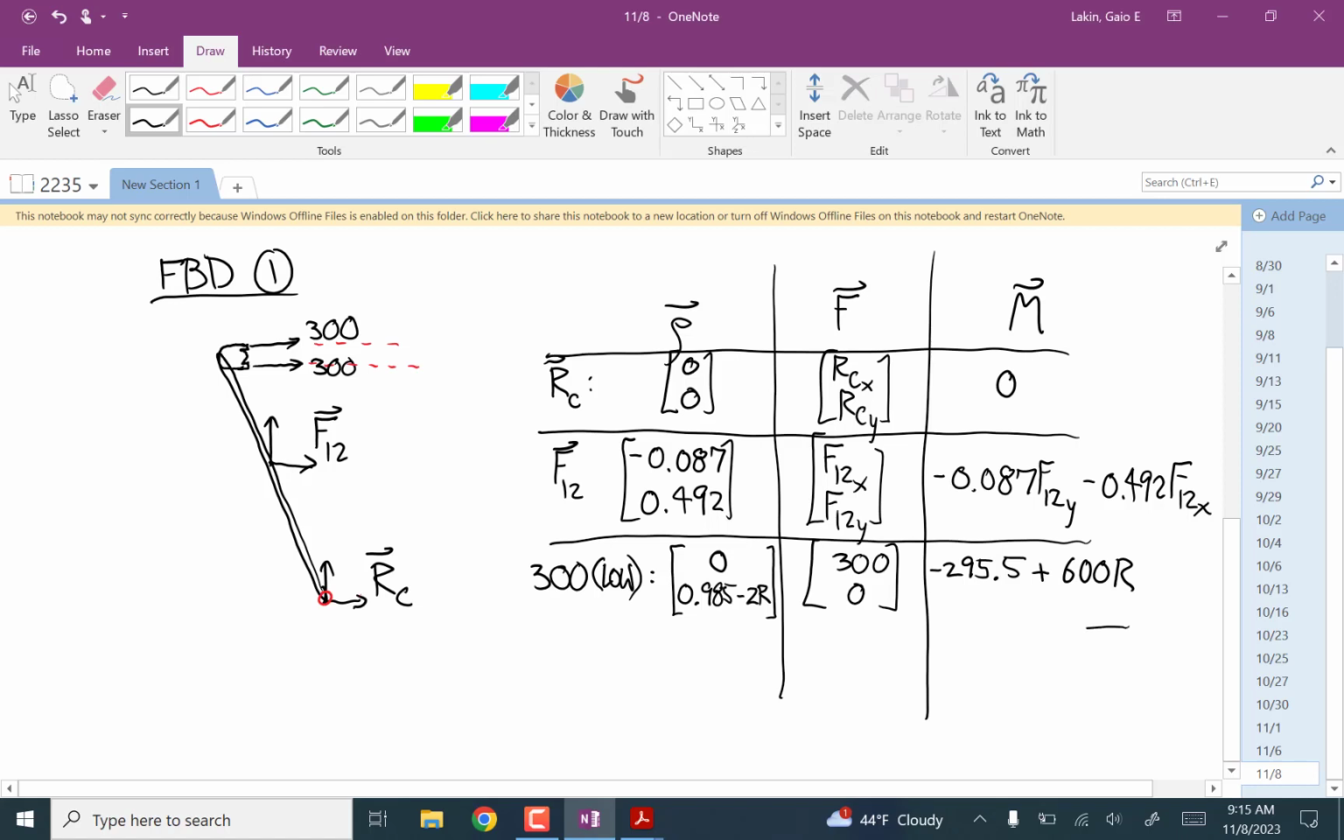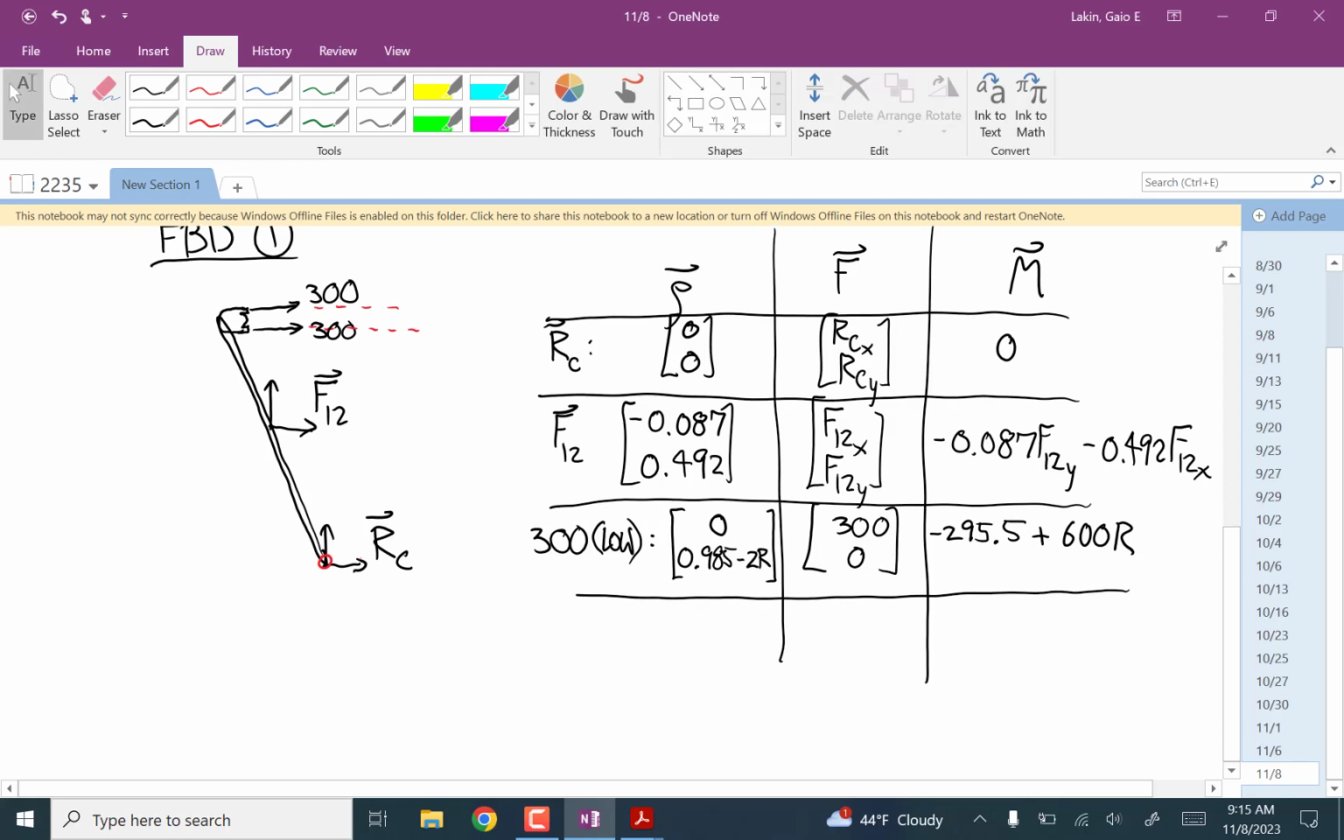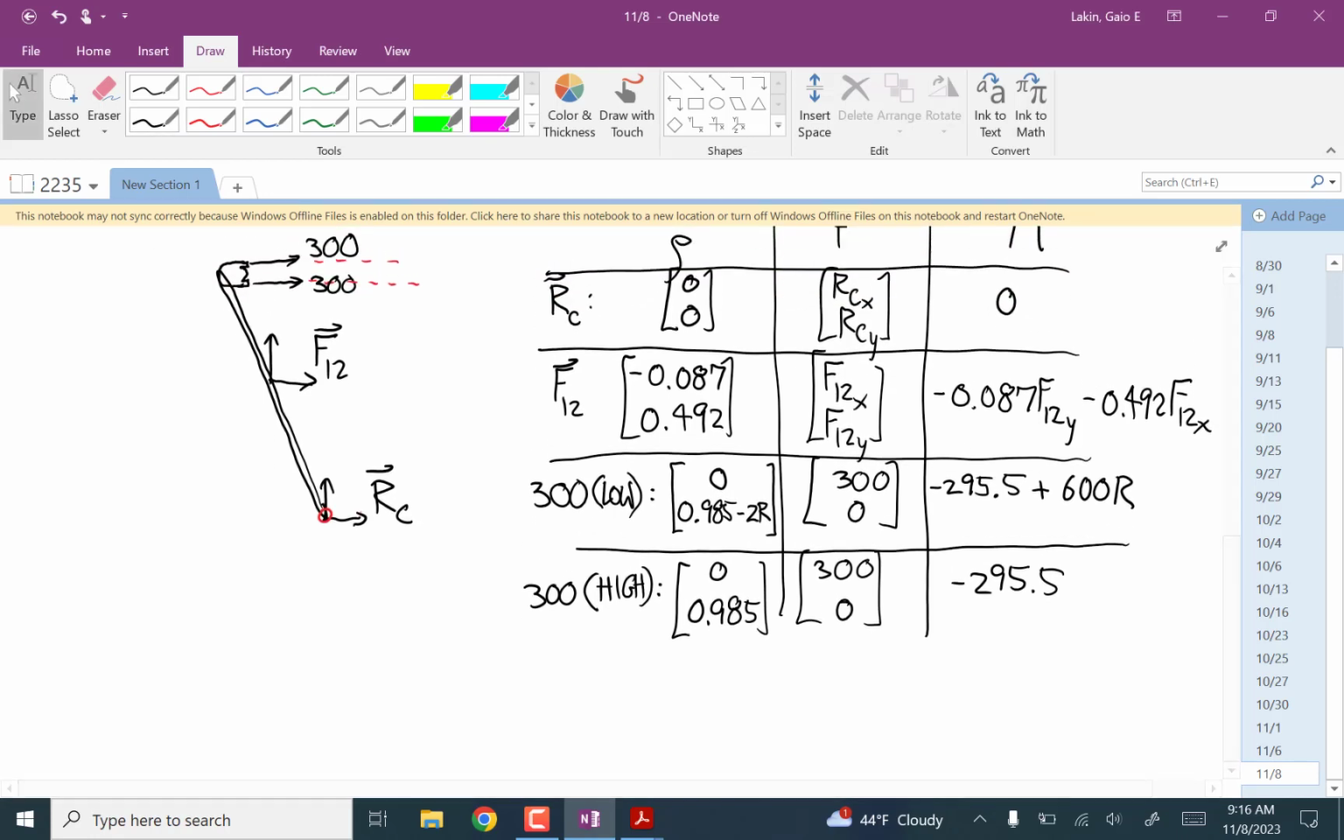Okay, and I don't really see anything that's going to cancel about that R. That's what I was saying. Yeah, I mean, this is 0.985. This is 300, 0. And so that is negative 295.5. And so these equations, okay, well, you get the Newton's second law equations there.